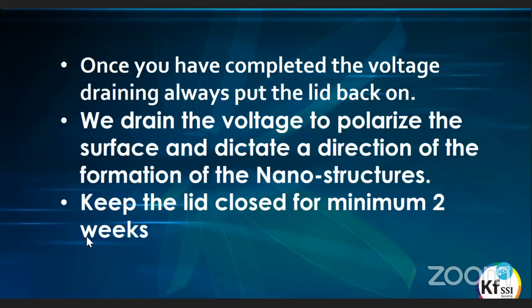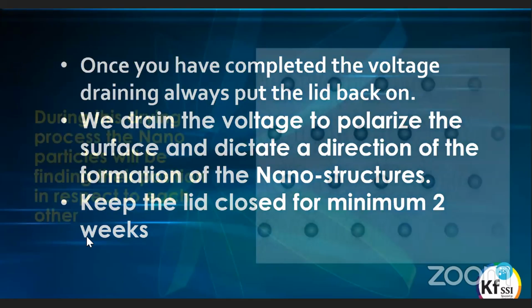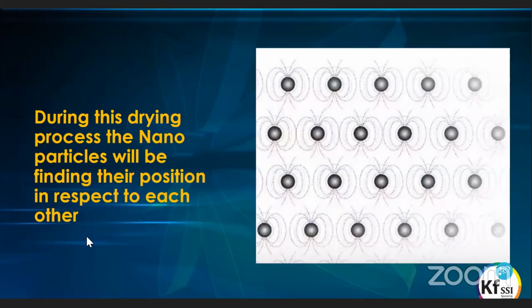It's a good analogy. So what is happening during these 2 weeks? Well, during this drying process, the nanoparticles will be finding their position in respect to each other. So you are draining and you're dictating a certain direction, but because they are still wet, they are still moving, they're still positioning, you know, like two little magnets. They've got to find their position in relation to each other. And that's basically what is happening during this process.